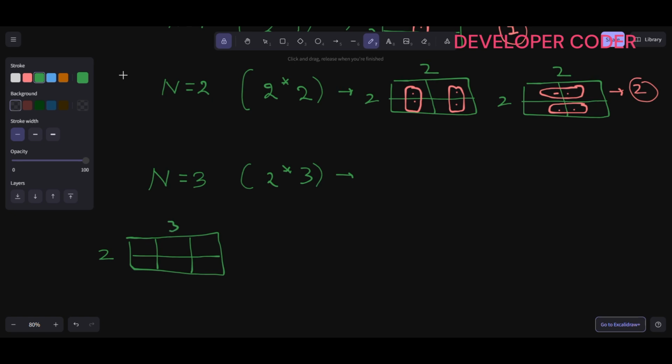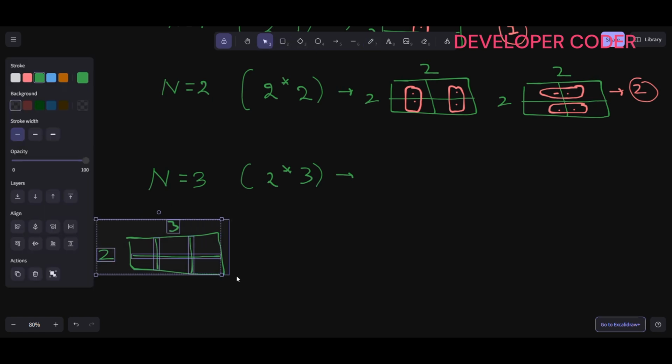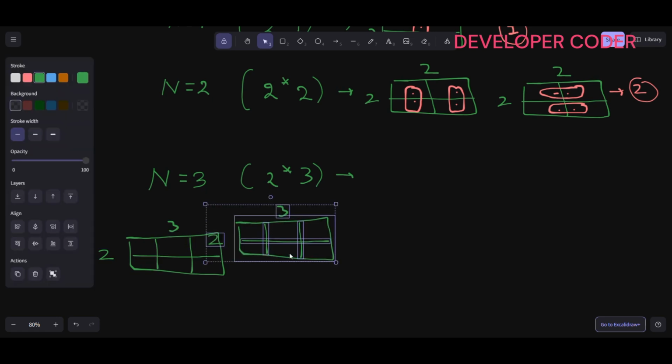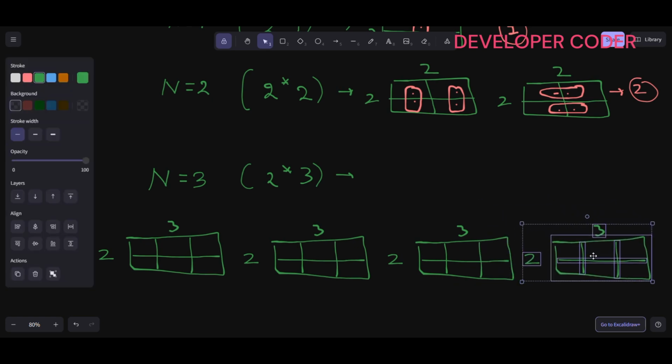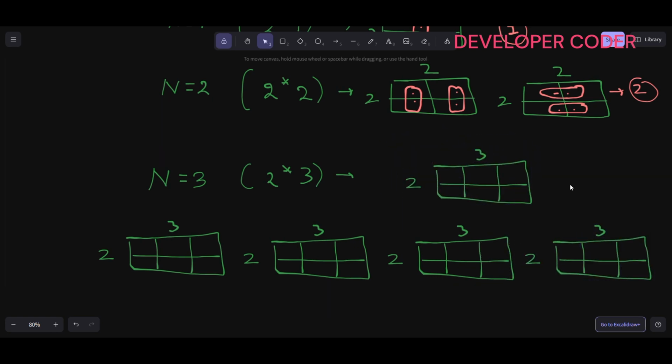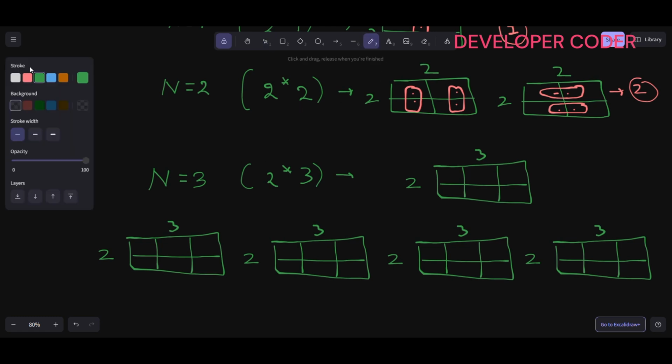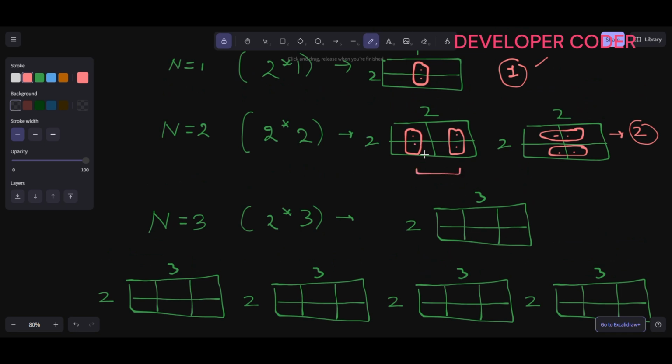Now let me copy this first and paste it here, here, and here as well. Now see the number of different ways for n equal to 3. One way: if I use this, I can place this here, and in this empty side I can place one more. So all three dominoes are vertical.